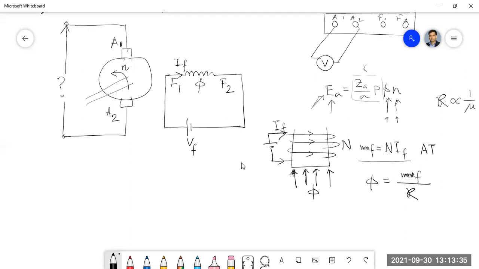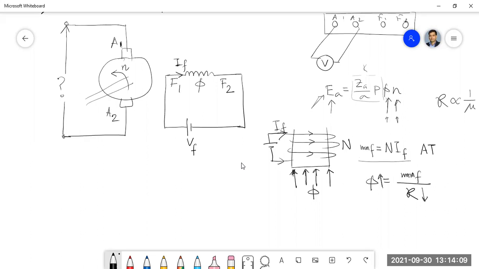Anyway, that means if we have iron, then the reluctance will be low because the permeability is good. Permeability is more for iron. So we get low reluctance and more flux. Flux is inversely proportional to the reluctance. If the reluctance is low, we can get more flux. Therefore we use iron as a core of the coil.